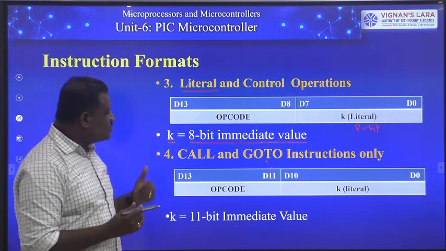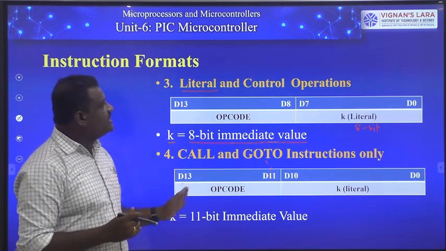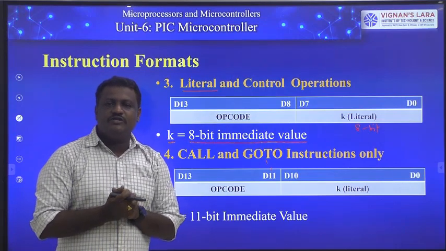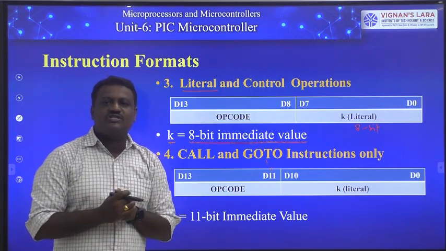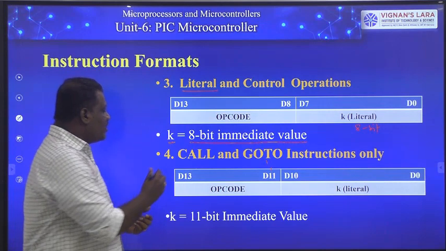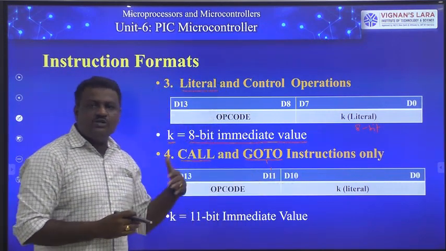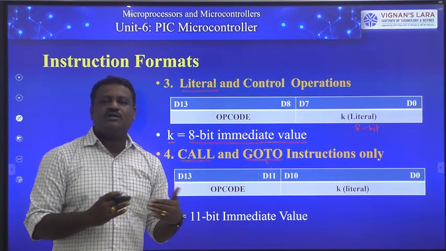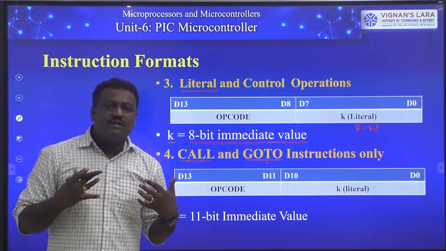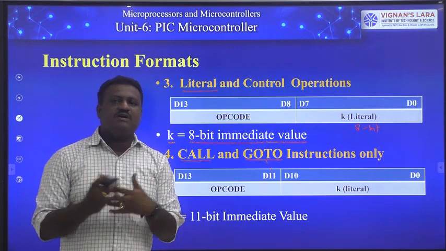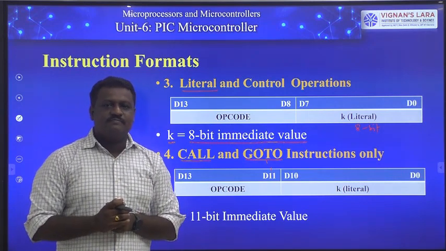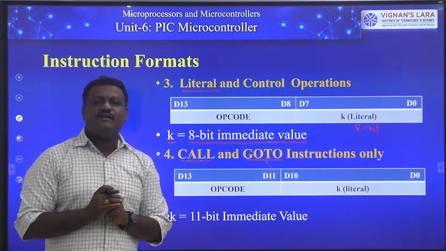And coming to the last variety, it is especially for control related instructions. That is the branching instructions. That's why here I can call them call and goto instructions. These call and goto instructions come under control instructions, which are nothing but branching instructions, which are nothing but jump instructions.